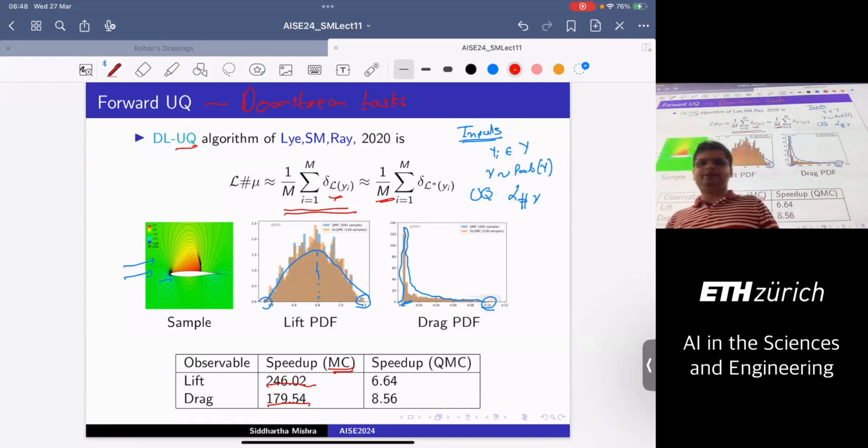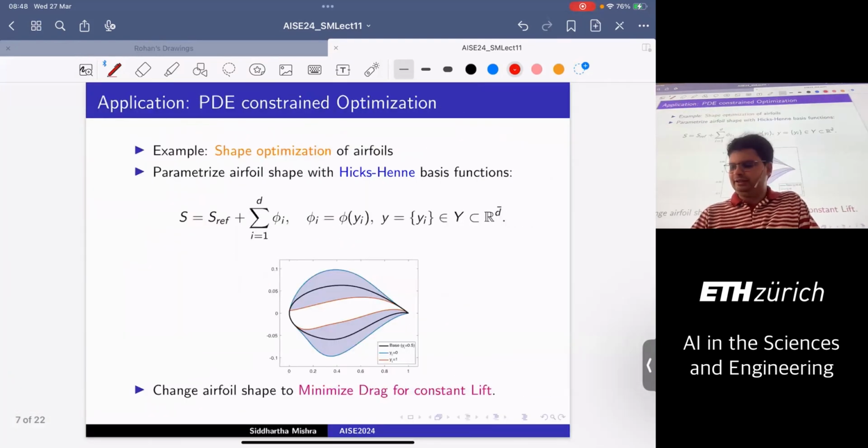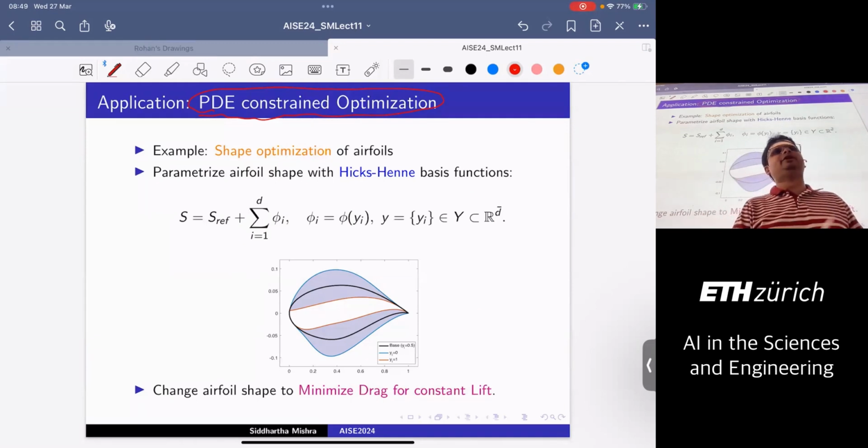Okay, so let me show you another downstream task, which is even more vital. And this is what is roughly called PDE constraint optimization. So what is PDE constraint optimization? This is design essentially. And instead of giving you a very general picture of the whole thing, let me give you a concrete example because it's very easy to convey what's going on with this very simple example.